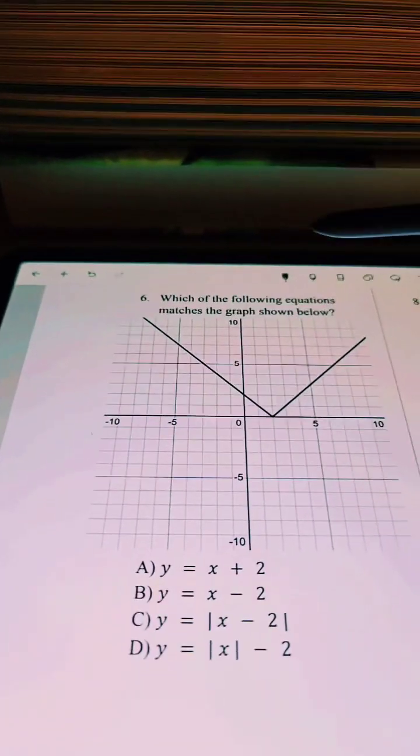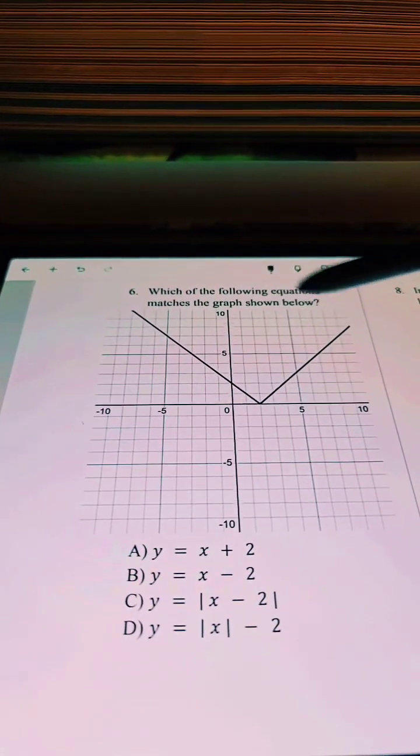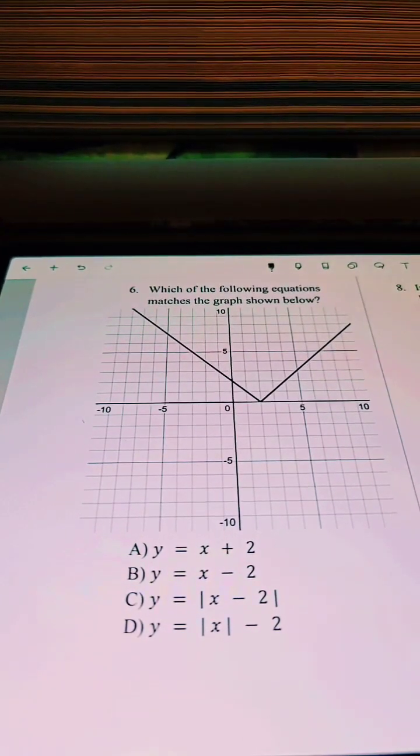So then let's go to number 6. Which of the following equations matches the graph shown below?